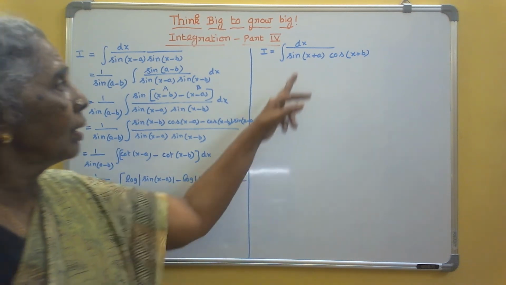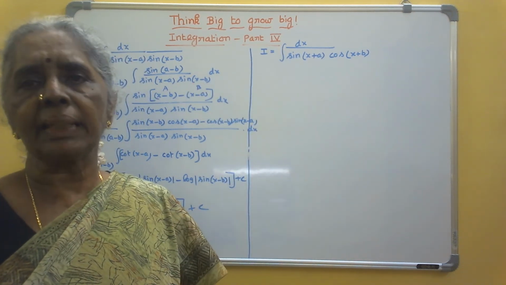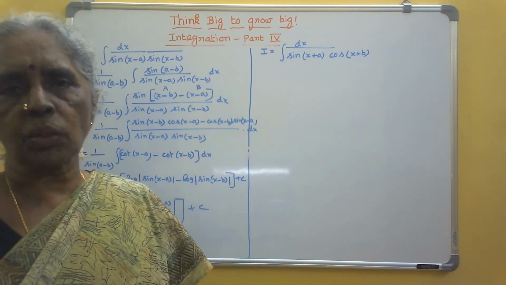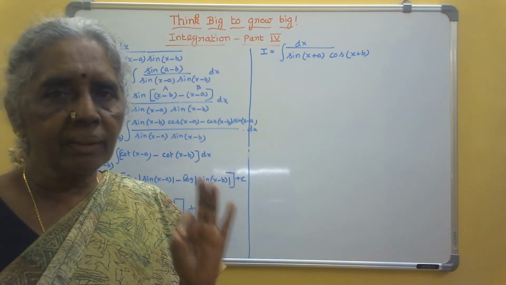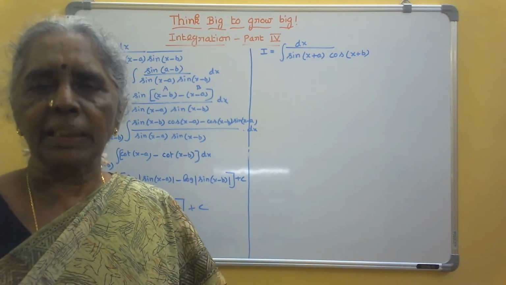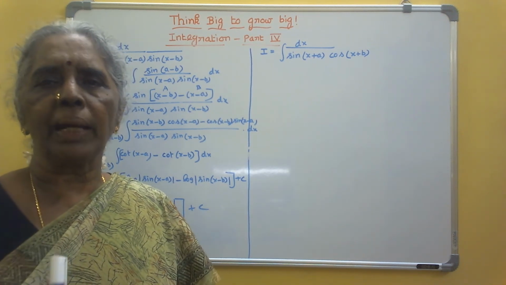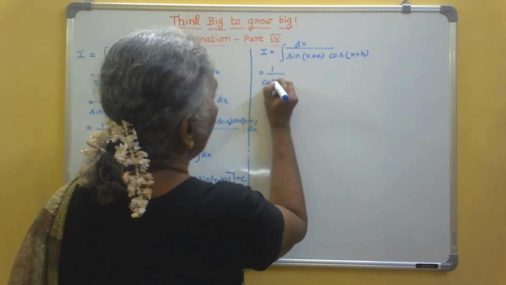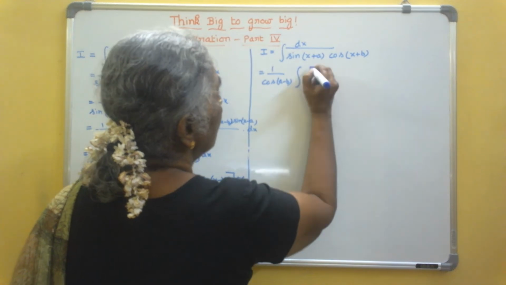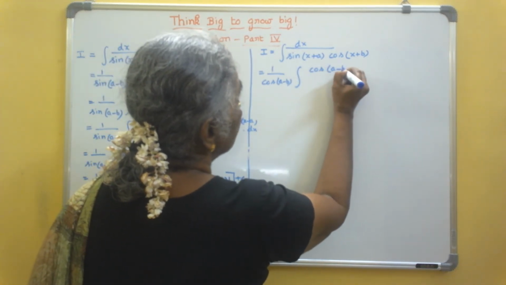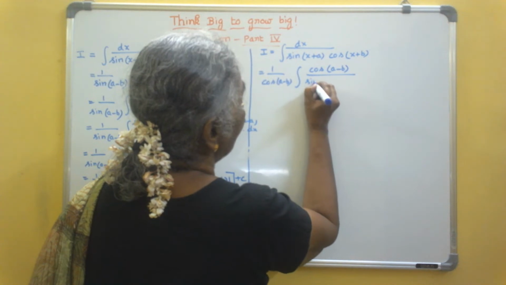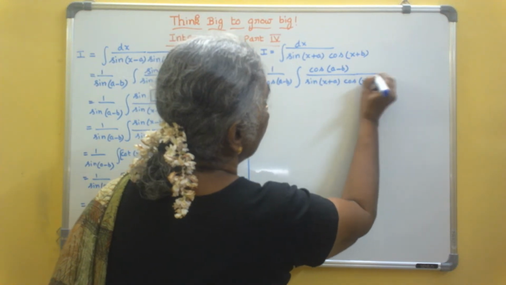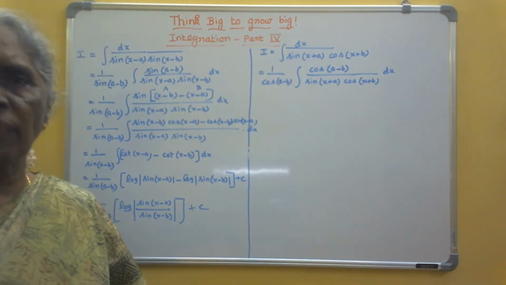Okay. Now let us come to this type 2. That is I is equal to integral dx by sine of x plus a into cos of x plus b. Let us follow the same procedure. But here what is the first step? We have to multiply the numerator and denominator by cos of a minus b. So now I will write 1 by cos of a minus b outside. The numerator will become cos of a minus b. The denominator we will write as it is, cos of x plus b dx. This is the first step we have finished.